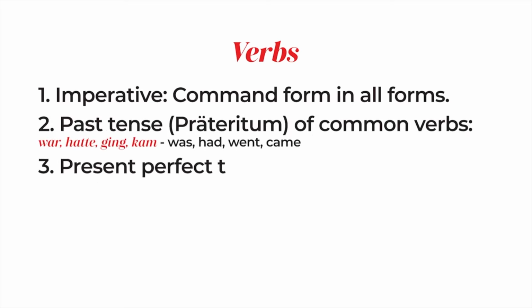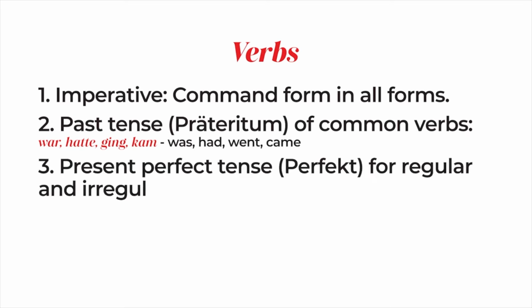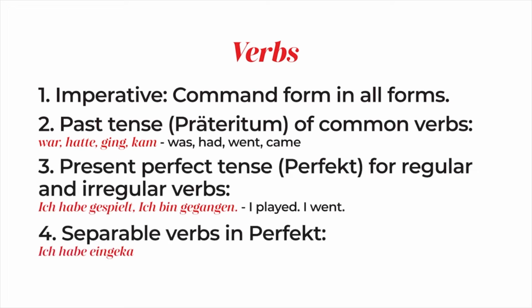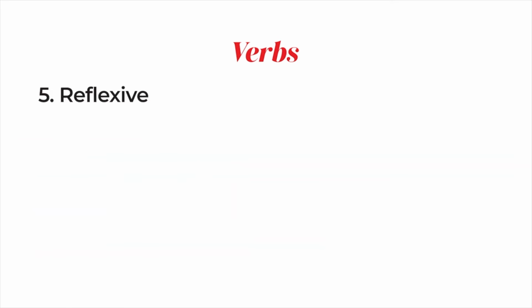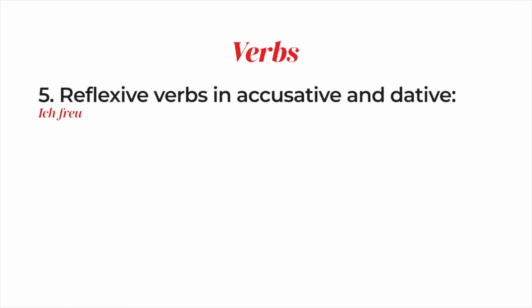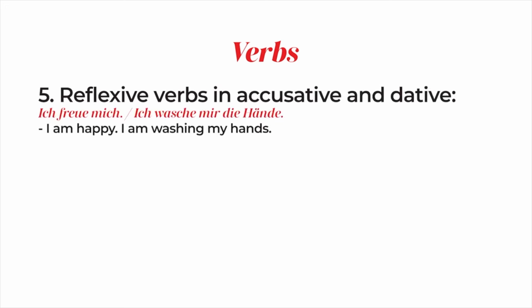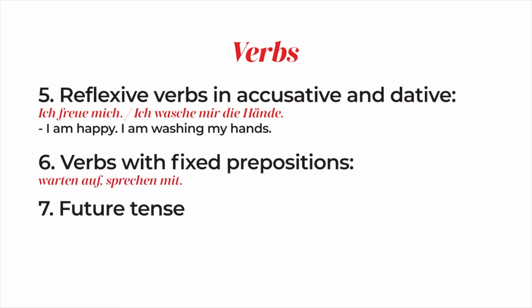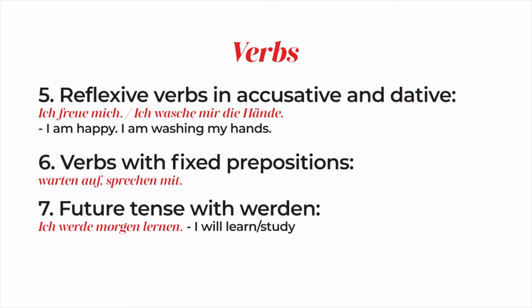The present perfect tense for regular and irregular verbs. "Ich habe gespielt, ich bin gegangen." Separable verbs in the perfect tense. "Ich habe eingekauft." Reflexive verbs in accusative and dative. "Ich freue mich. Ich wasche mir die Hände." Verbs with fixed prepositions such as warten auf and sprechen mit. Future tense with werden. "Ich werde morgen lernen."